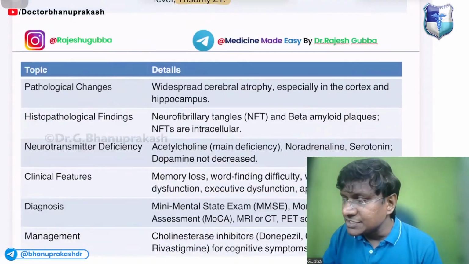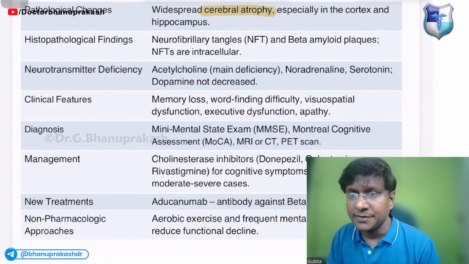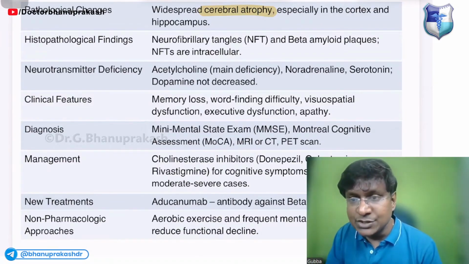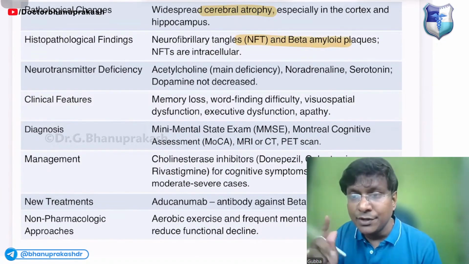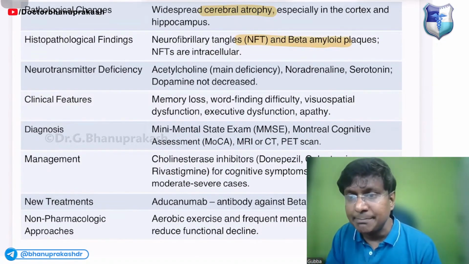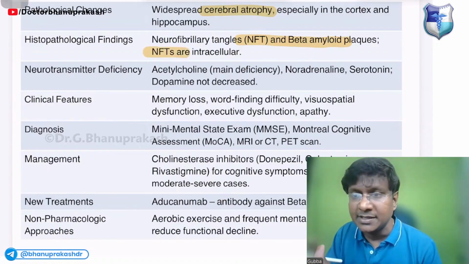What will be the pathological changes that you observe? You will notice that there is widespread cerebral atrophy, especially in the cortex and hippocampus. And when you do histopathological diagnosis, you will find the presence of neurofibrillary tangles as well as beta amyloid plaques, out of which the neurofibrillary tangles are intracellular, right?